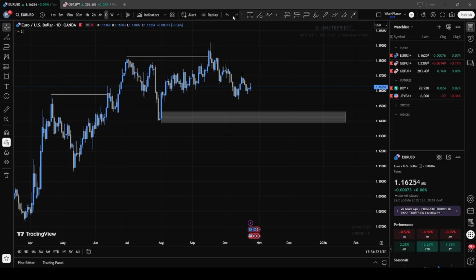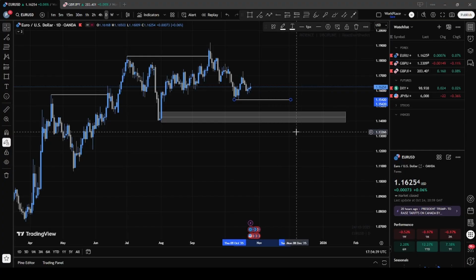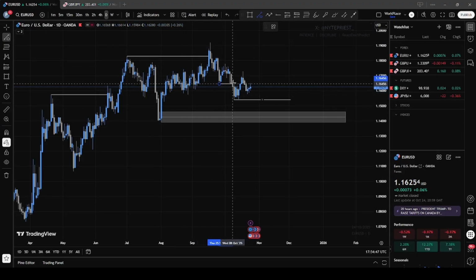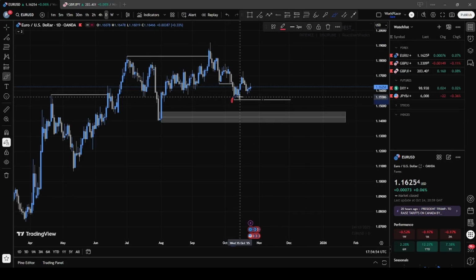Okay, so on the daily time frame too, we have this equal lows liquidity. Yeah, we have this equal low. And we have this fractal break of structure. We had this break of structure to the downside on the daily fractal.